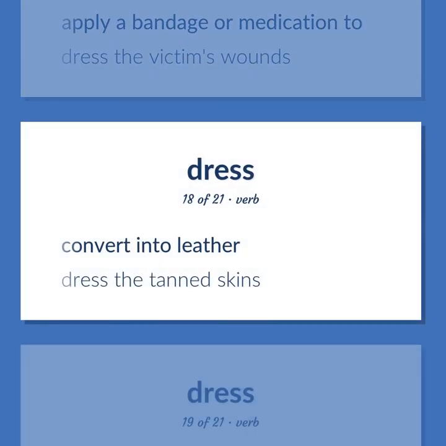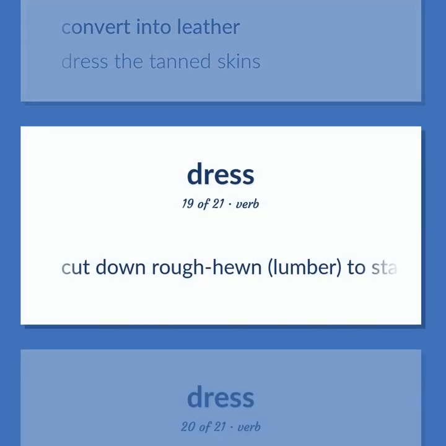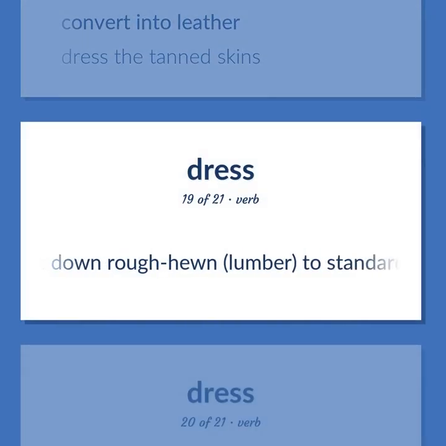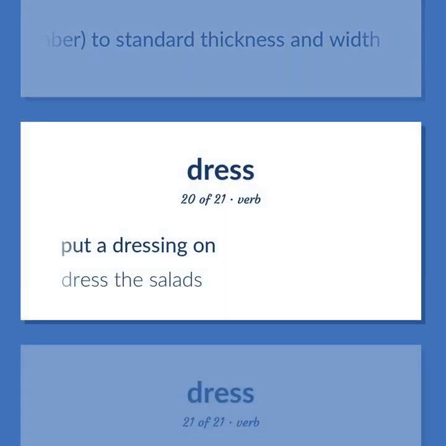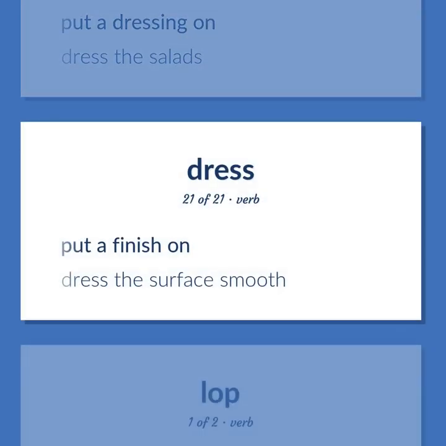Convert into leather. Dress the tanned skins. Cut down rough-hewn lumber to standard thickness and width. Put a dressing on. Dress the salads. Put a finish on. Dress the surface smooth.